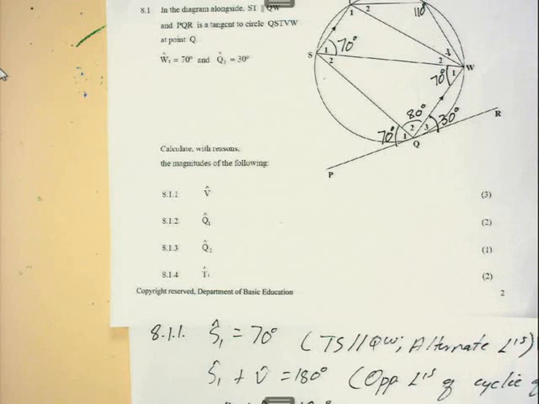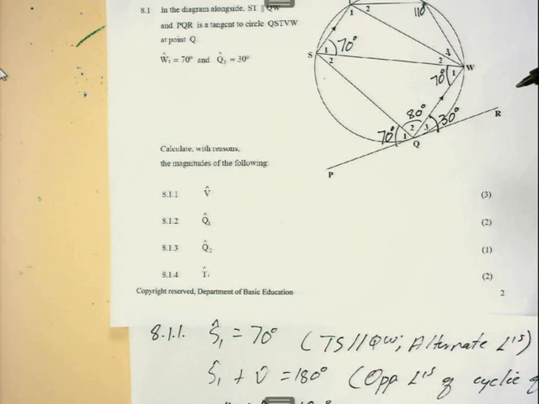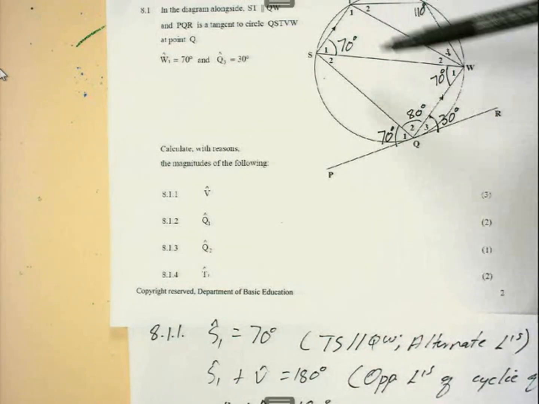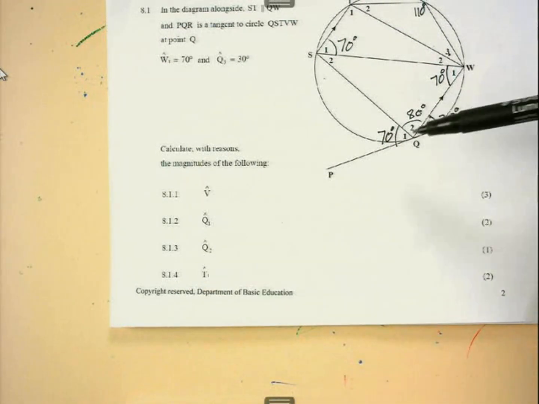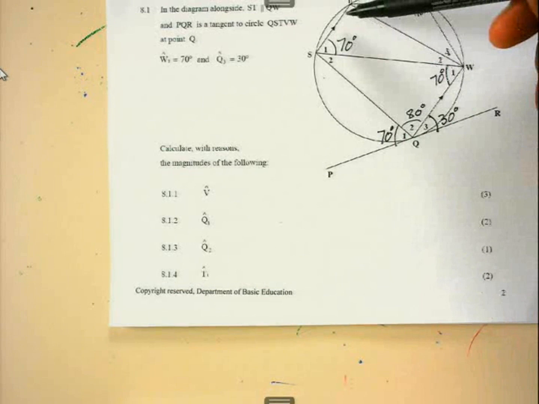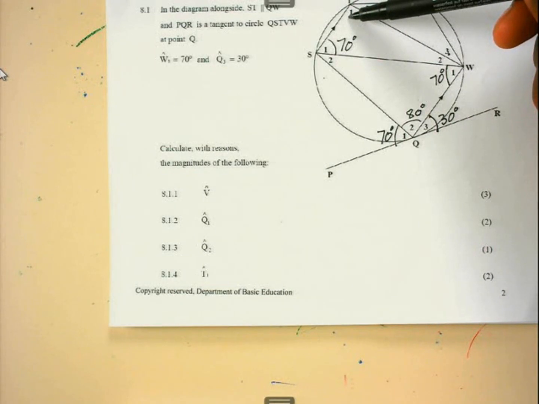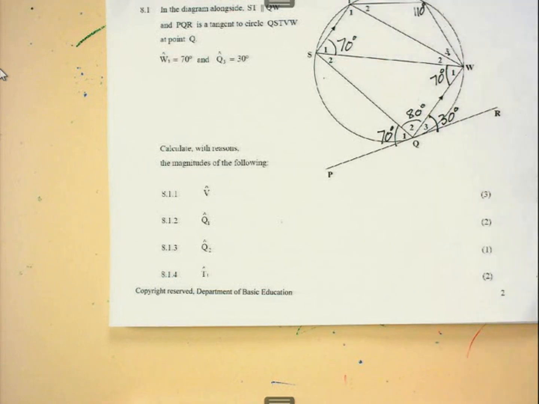TSQW is a cyclic quad. As a result, the opposite angles are supplementary. Then it means this 80 degrees plus T1 should give us 180 degrees. Those are the opposite angles of a cyclic quad. Let's solve 8.1.4.